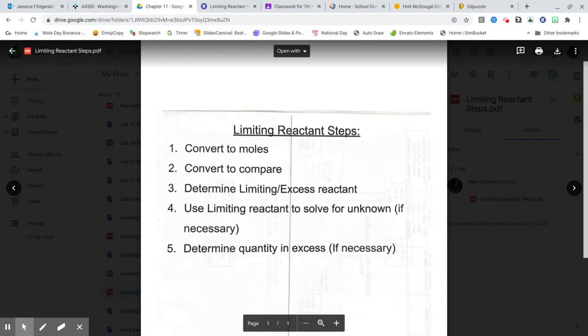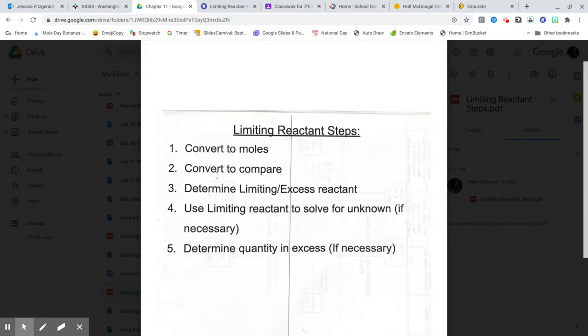So with the limiting reactant, most of the time when you're working with lab, you're not working with, oh, I have 5 moles of this and 2 moles of this. You're either going to be measuring out a volume or a mass, and you have to convert your volume and your mass over to moles. Then we go with a step that's called convert to compare. And then from that step, we'll determine which one is the limiting versus which one is the excess.